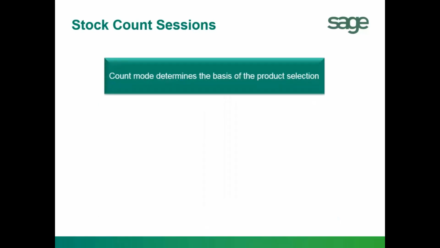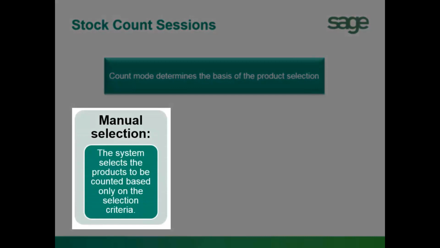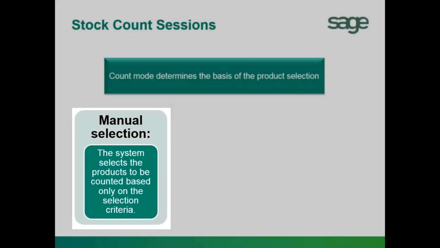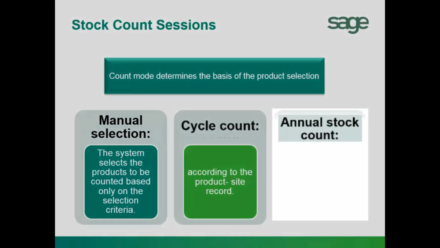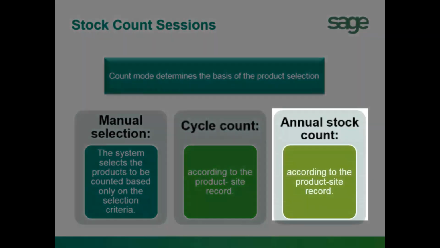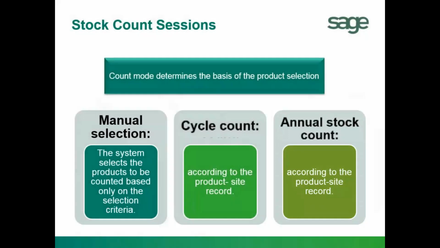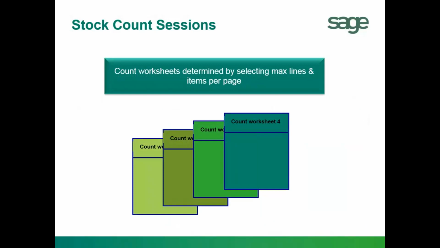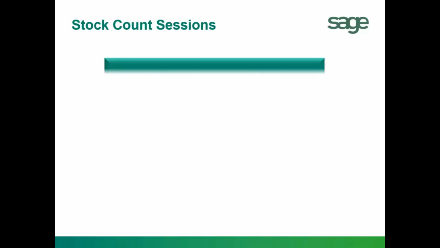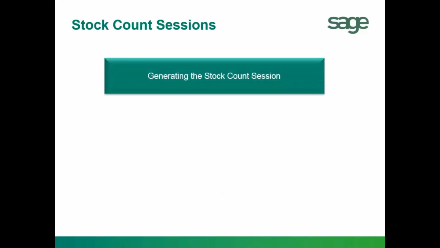Now you also determine the count mode, which determines on what basis the selection of the product counted is made. There's manual, that's the selection of products which gives you additional options including selections by category and buyer. Cycle counting, which is according to the product site record, or annual count, which also is according to product site record. Now you also determine the number of count sheets by selecting maximum lines and number of items per page. And finally, you generate the count session.